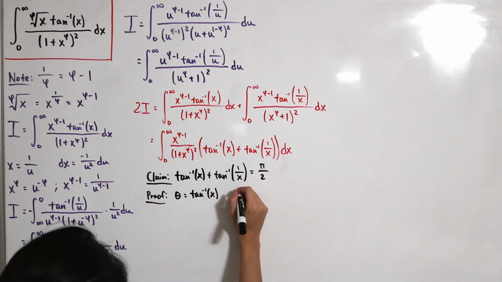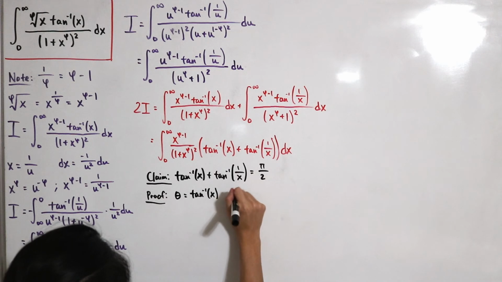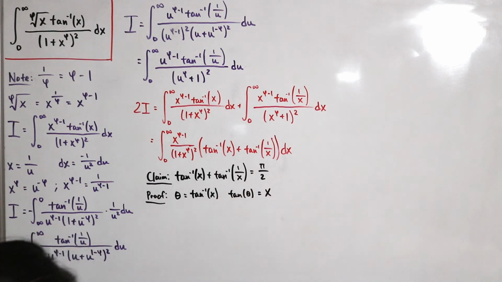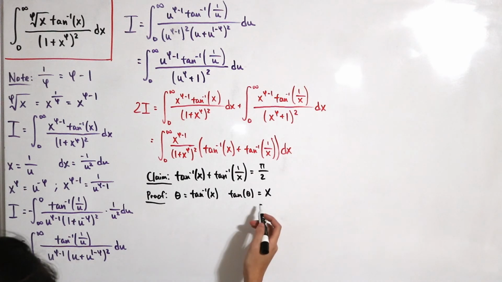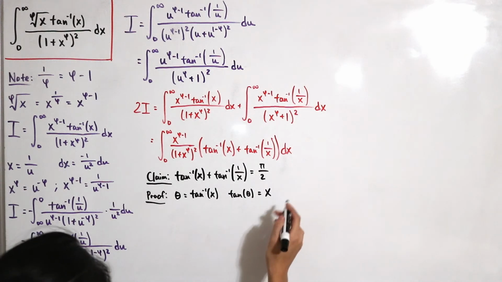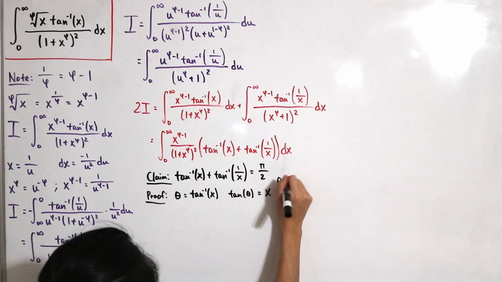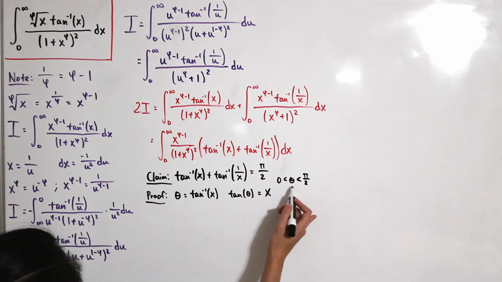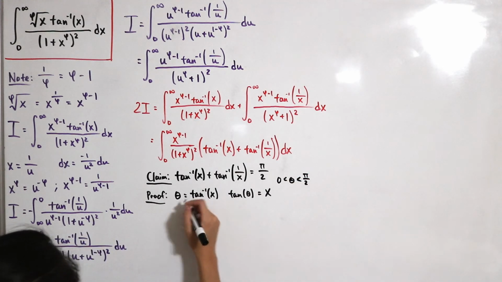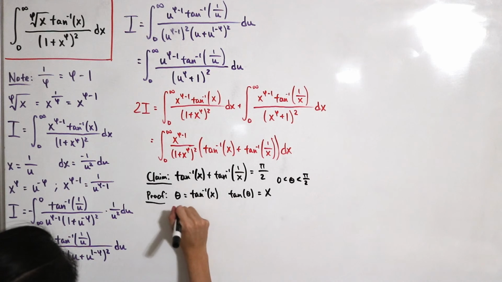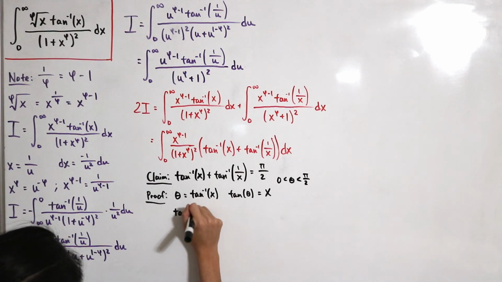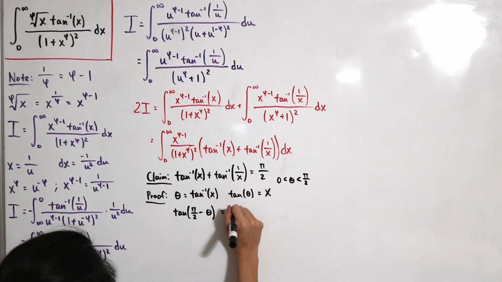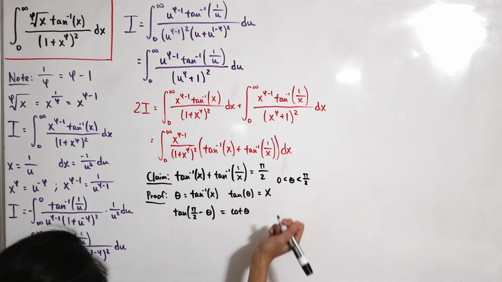So that means tangent of theta is equal to x. Also, I should say, keep in mind that we're dealing with the interval from 0 to pi over 2. Okay, with this interval, now I can actually use that identity and say that the tangent of pi divided by 2 subtract theta is actually just equal to cotangent theta.